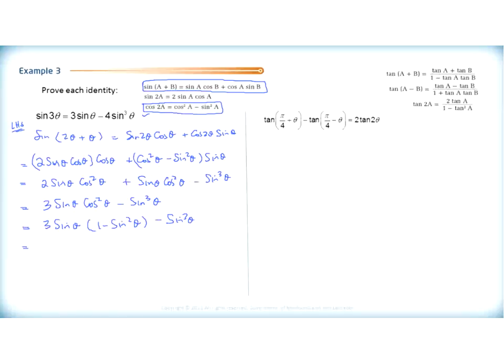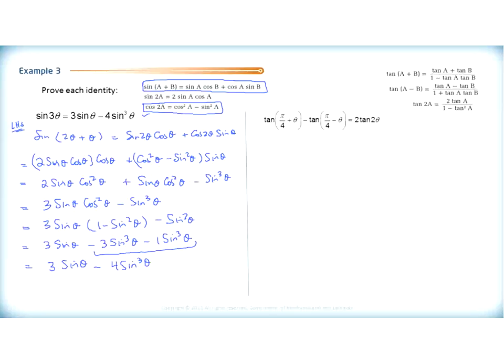This will give me 3 sine theta times 1, which is 3 sine theta, minus sine theta times sine squared. Don't forget the 3. So I got 3 sine cubed theta, subtract 1 sine cubed theta. I think we're done. I get 3 sine theta, minus 3 sine cubed, and a minus 1 sine cubed is a minus 4 sine cubed theta.